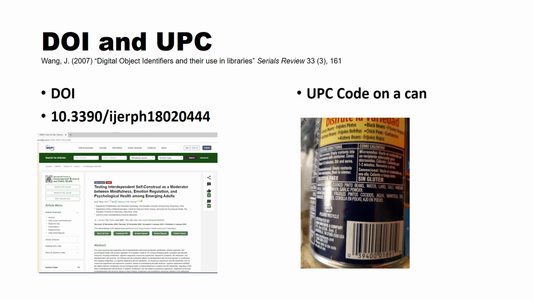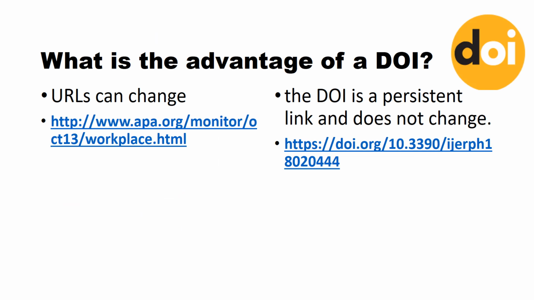DOIs are similar to the Universal Product Code, UPC barcode, which is used to identify physical products or objects such as a can in a store, things like that. They all have a barcode somewhere on the package. So what is the advantage of a DOI? Well, unlike URLs, which can change, you see the URL on the left, that URL can change. The DOI is a persistent link and does not change. So the DOI on the right will not change ever.